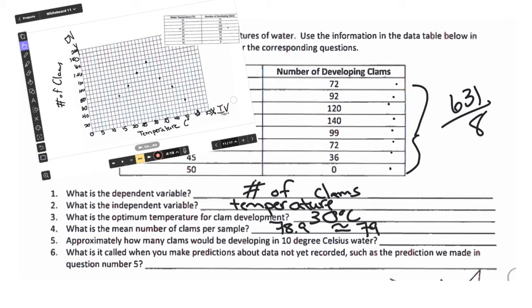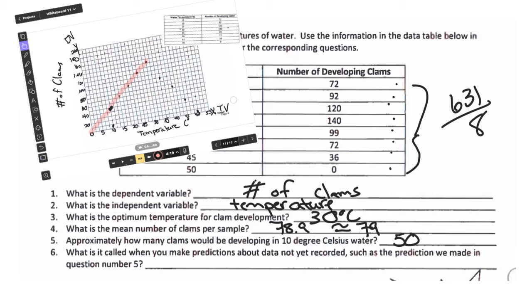Approximately how many clams would be developing in 10 degrees? So this is where we're going to be looking at our data. Go to your 10 degrees and look at this line. Like if I drew a line, there we go. That's about where it would be. And if I go to my 10, it's going to hit there. So I would say maybe about 50 clams would be a good estimate.